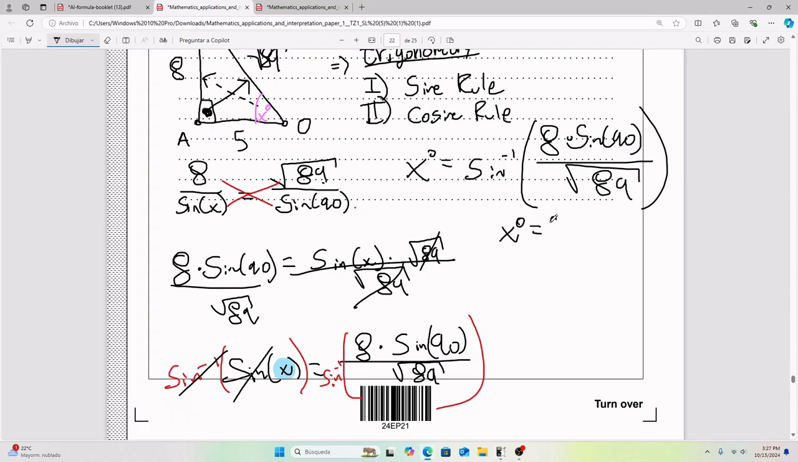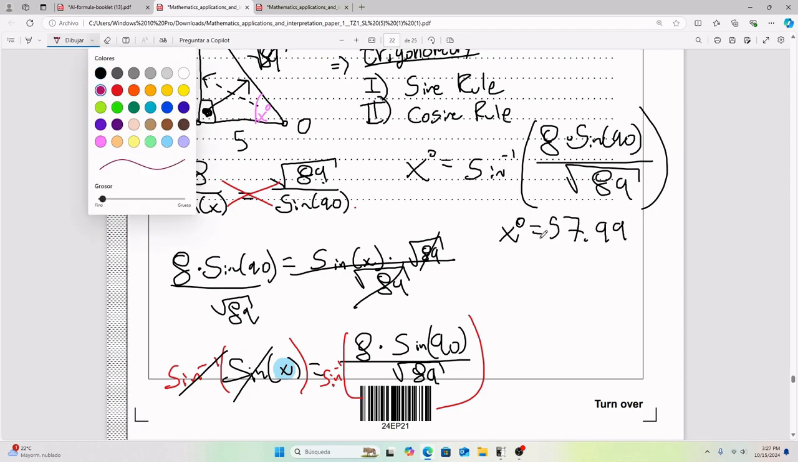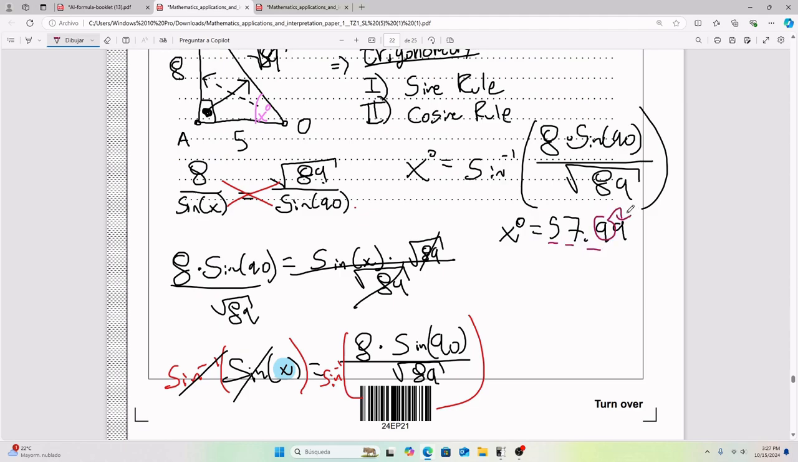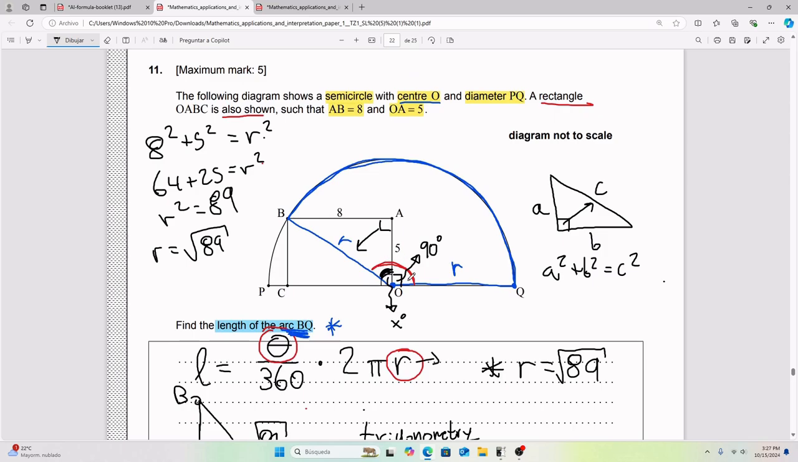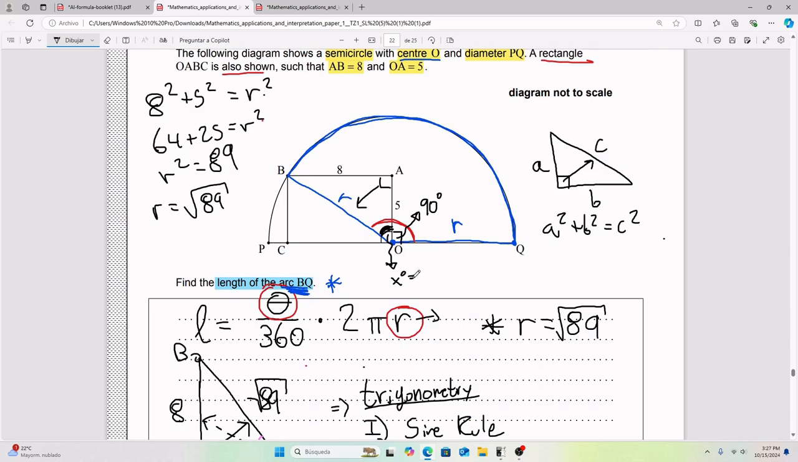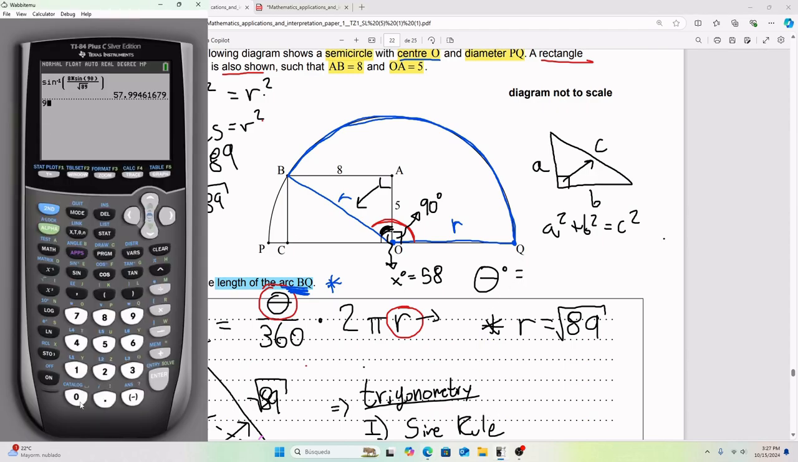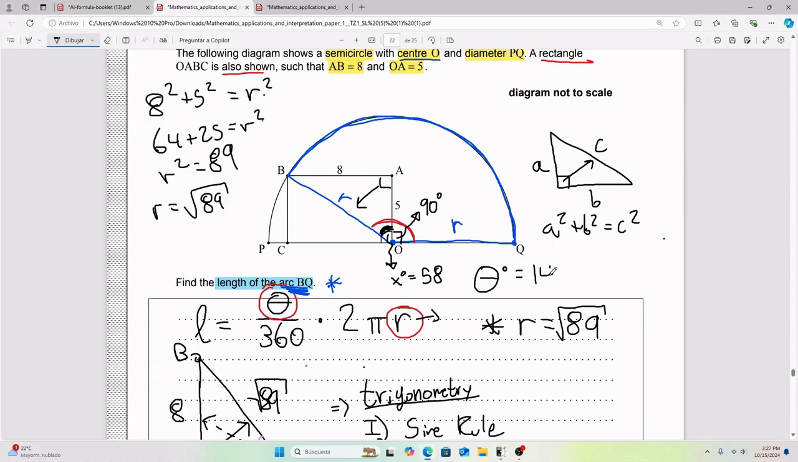So x degrees has to be 57.99. If you think about it in terms of significant figures, you count 1, 2, 3, round it up or keep it the same, you round it up. So you can actually leave x degrees as 58. Okay, x degrees is 58. And we said that angle theta is going to be 90 degrees plus x degrees. And you just found that x degrees is 58. So that means that theta, ¿cierto?, is going to be 90 plus 58. Angle theta ends up being 148.